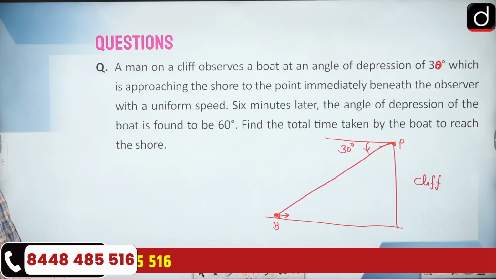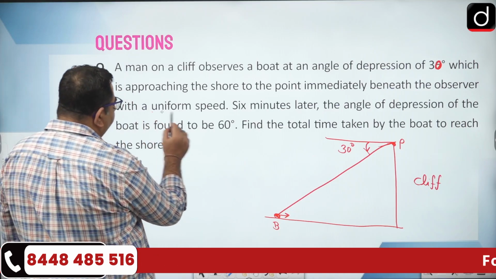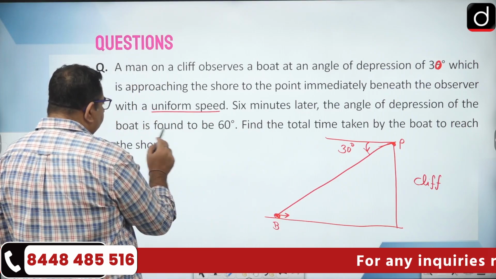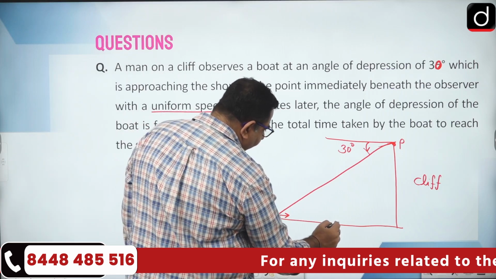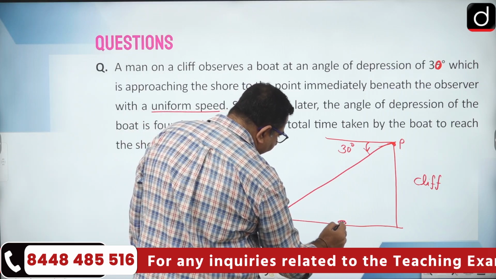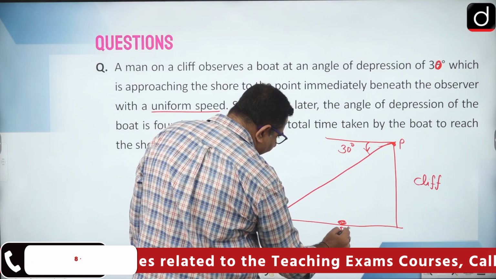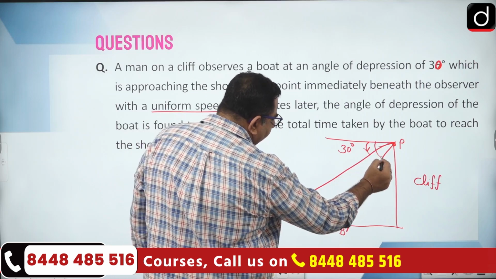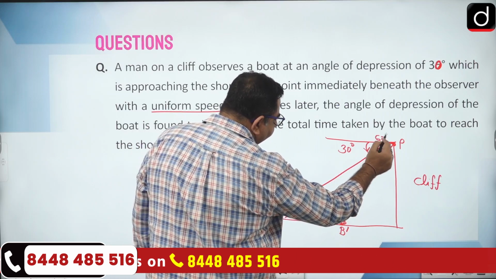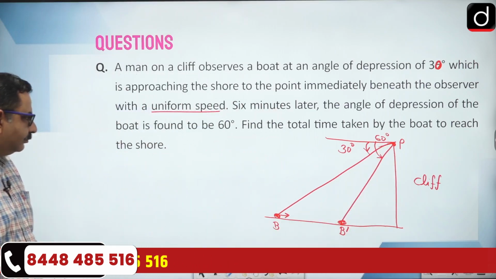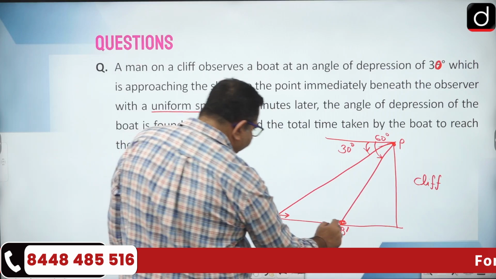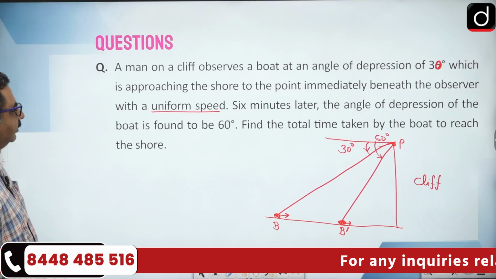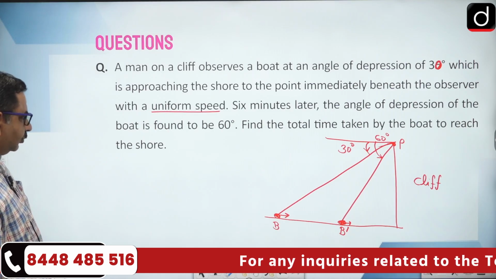Okay. Then this is moving with uniform speed, means same speed. 6 minutes later, the angle of depression of the boat is found to be 60 degree. So 6 minutes later, suppose the boat is here. This is the new position of the boat, and the angle of depression becomes 60 degree. Find the total time taken by the boat to reach the shore.